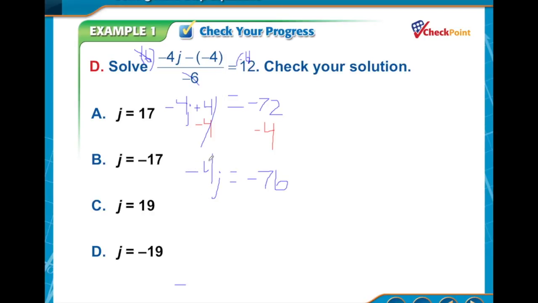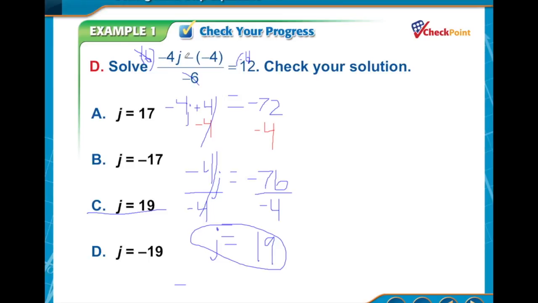Now we need to divide away this negative 4. Since this is tied by multiplication, we have to do the opposite, which is dividing. So divide away the negative 4. We have to do the same thing to both sides. So this will cancel out. We'll get just j on the left. On the right, we get a positive 19. Notice negative divided by negative gives me a positive 19. This will trip people up. Negative over negative, always positive. So j must equal 19. If I look at my available choices, it must be C.